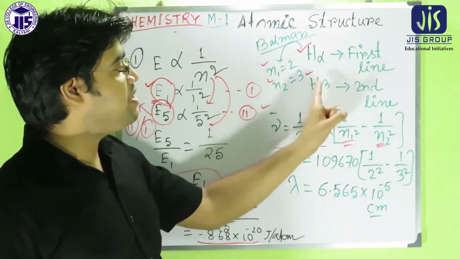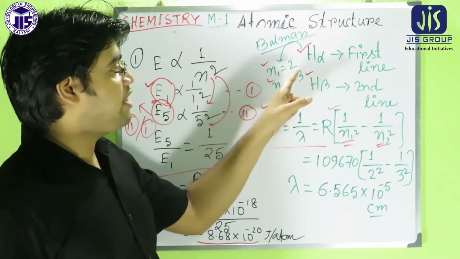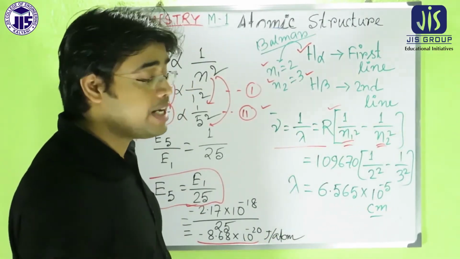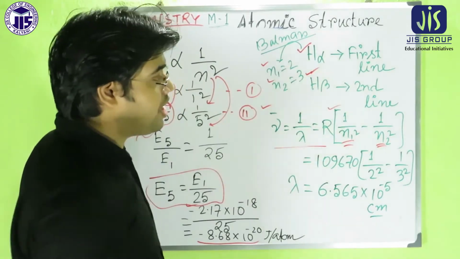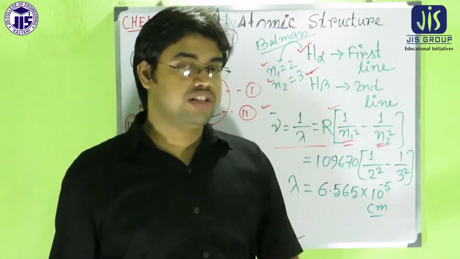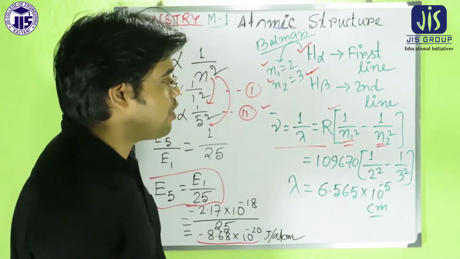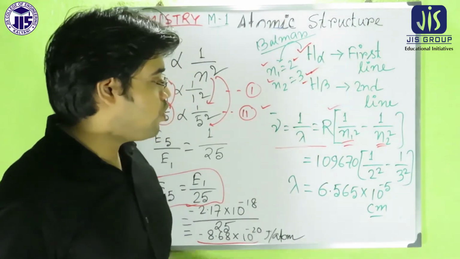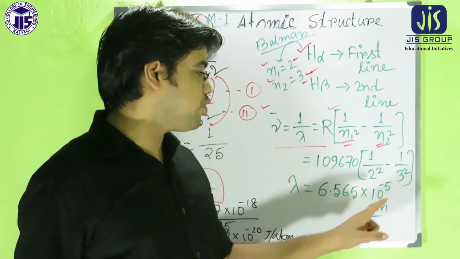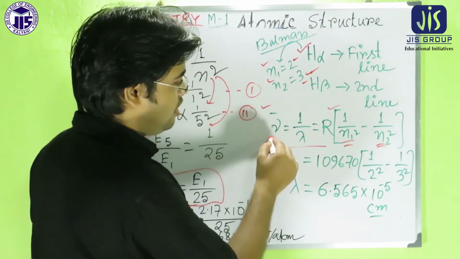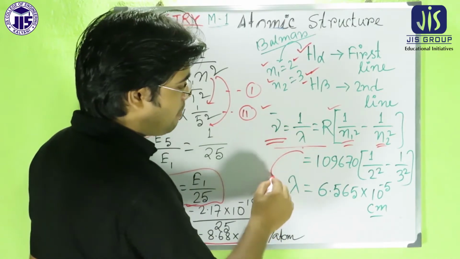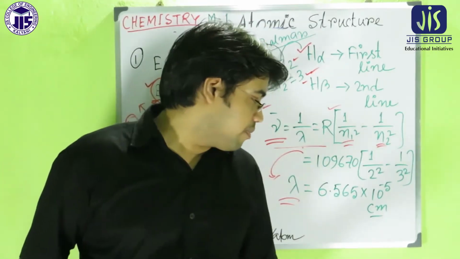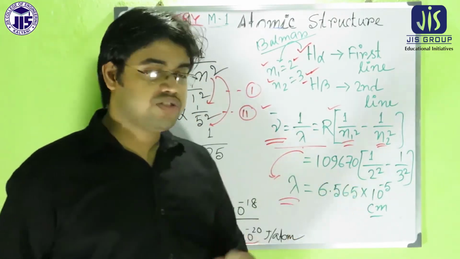If it is the beta line, then it will be 2 to 4. If it is asked in the question, then what is H beta? Here it is not mentioned in the question, but if it is required, then you have to put n1 equal to 2 and n2 equal to 4. Here, 1 by 2 square minus 1 by 3 square, and knowing nu bar equals 1 by lambda, after calculation you can find lambda equals 6.565 times 10 to the power minus 5 centimeter.